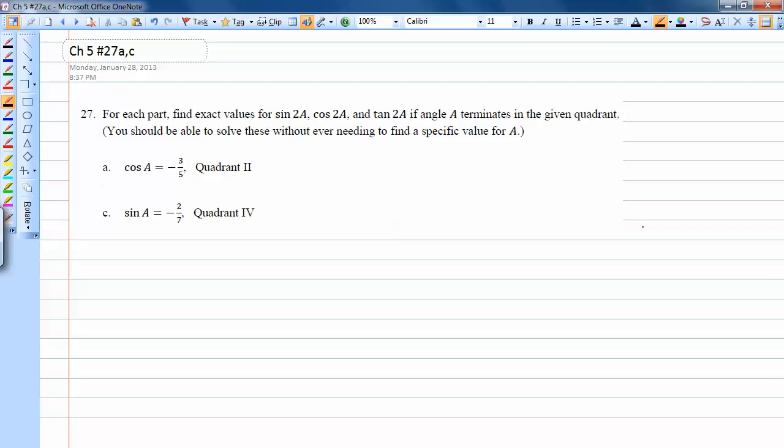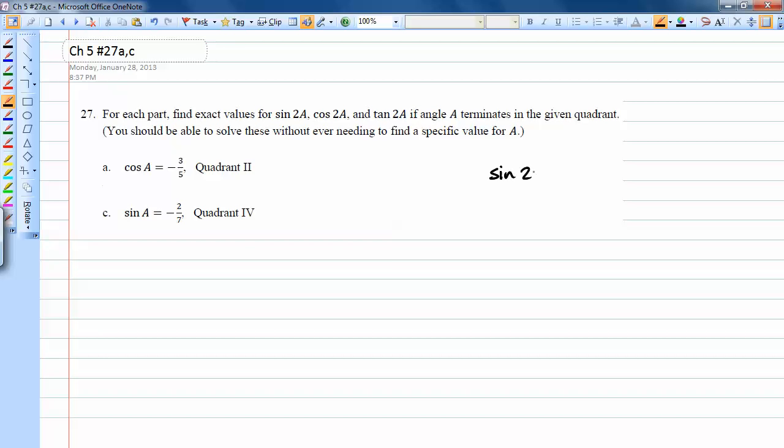Okay, so this is chapter 5, number 27. I'm going to do two parts of these problems. There are four parts total. I think these tend to be pretty simple as long as you know your sine 2a and cosine 2a formulas, identities for those. So in this one, let's write those down first.